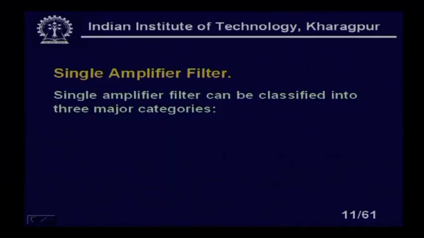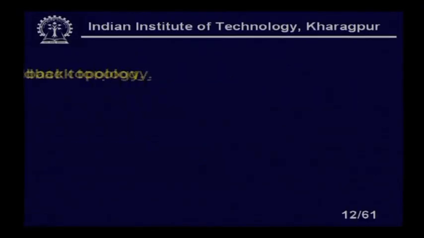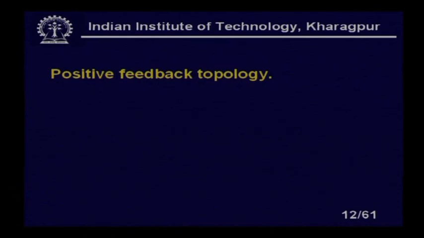Single amplifier filters can be classified into 3 major categories: positive feedback topology, negative feedback topology. We have also an enhanced negative feedback topology, right. We will discuss that it is a negative feedback topology with a certain amount of positive feedback, that also we will discuss, right. So, it is called the enhanced negative feedback topology, right. Now, positive feedback topology, you see what will happen in the case of positive feedback topology.